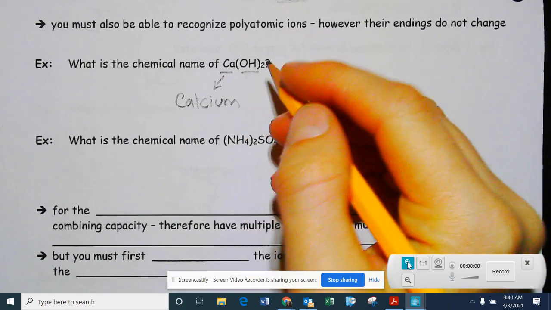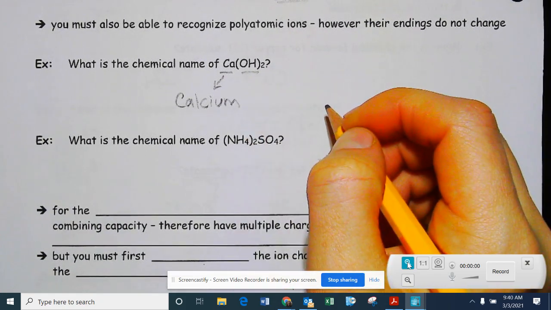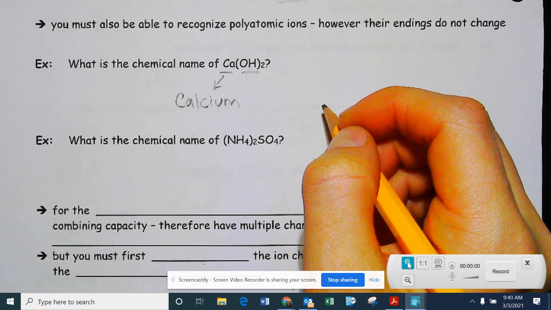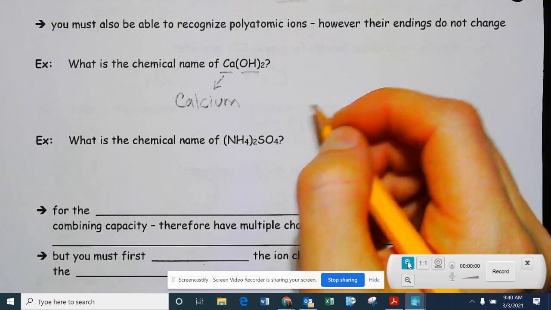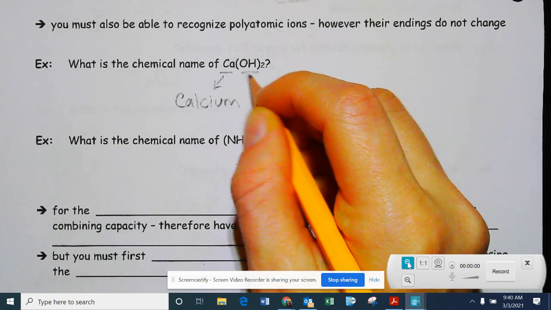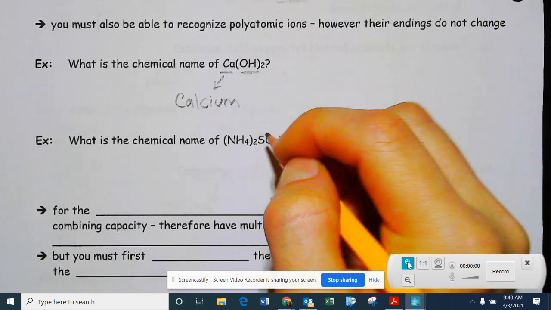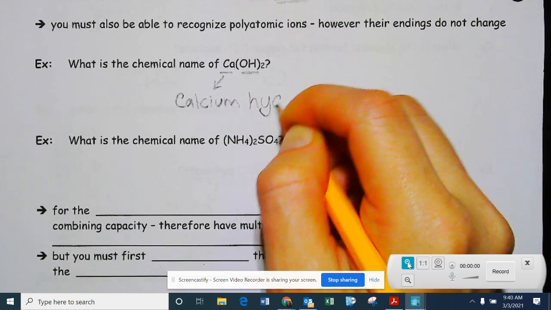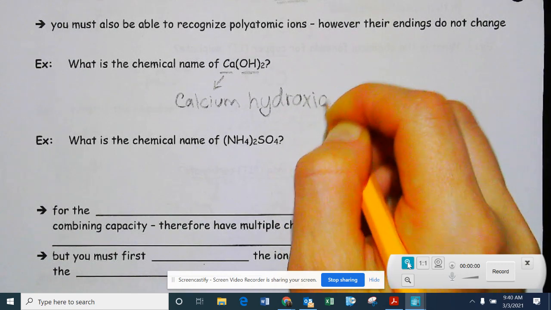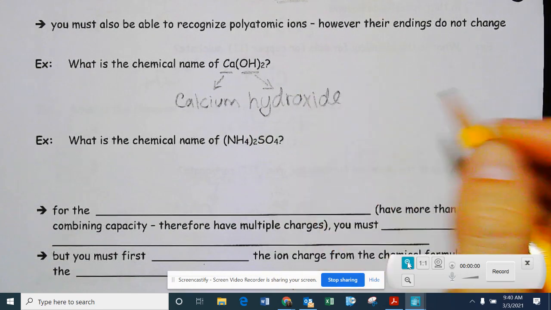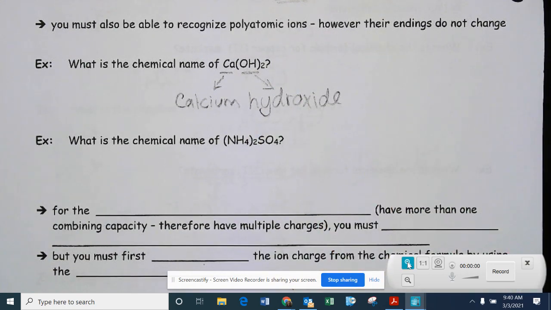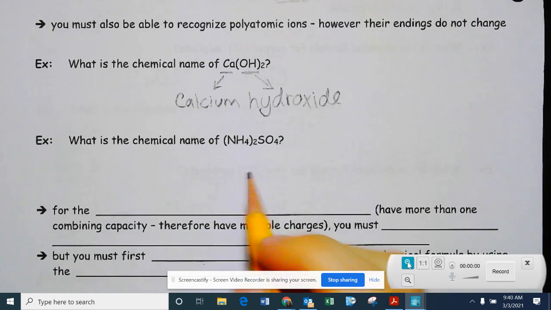Okay, so calcium, do I need to put Roman numerals after this, or do we know the charge on it? Yeah, it's in the second column, so we don't need to do that. And then can anybody tell me what OH is? Yep, hydroxide, awesome. Okay, this is a polyatomic. I do not need to change the ending of it, although the ending is already IDE. Okay, next one.